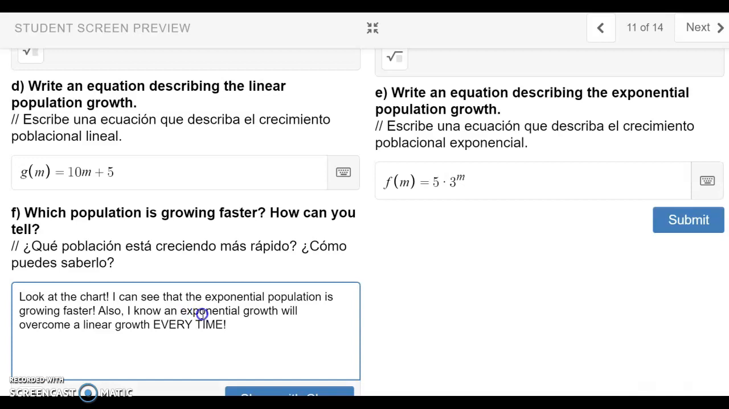All right. Also, I know exponential growth will overcome linear growth every time. All right? Good. Let's keep going.